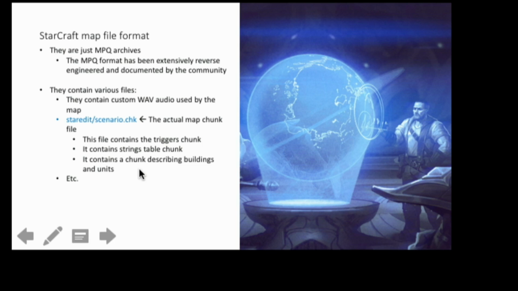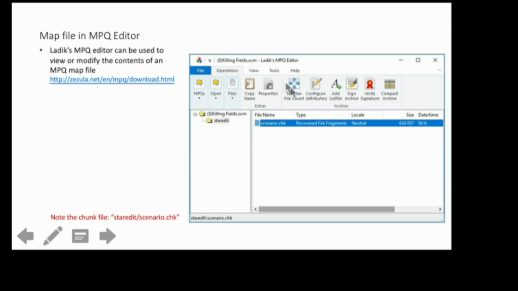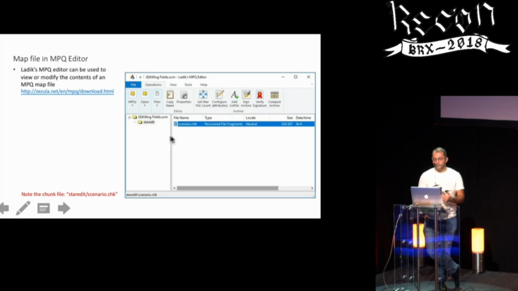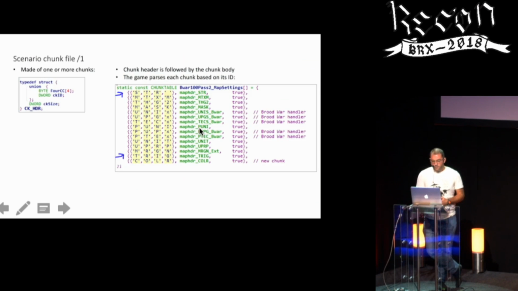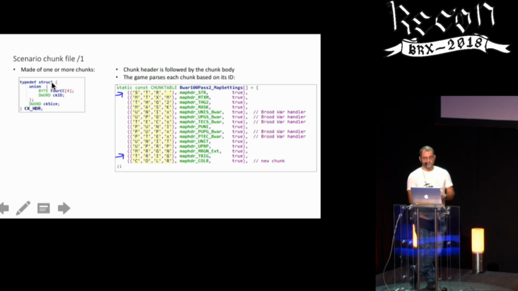scenario.chk, and chk stands for chunk. Here I'm showing you just a third-party chunk editor where you can open the map and see the chunk file. The chunk file format is very simple. It contains a 4-byte chunk ID and the chunk size, and then the file has an array of chunks. Here we can see there are multiple chunks. Different chunks have an associated handler that knows how to parse that chunk. In particular to this talk, we look at the strings table chunk and the triggers, which contain the logic. If the logic refers to strings, then the strings are fetched from another chunk. And there are other things like initial unit placement and terrain setup and whatnot.